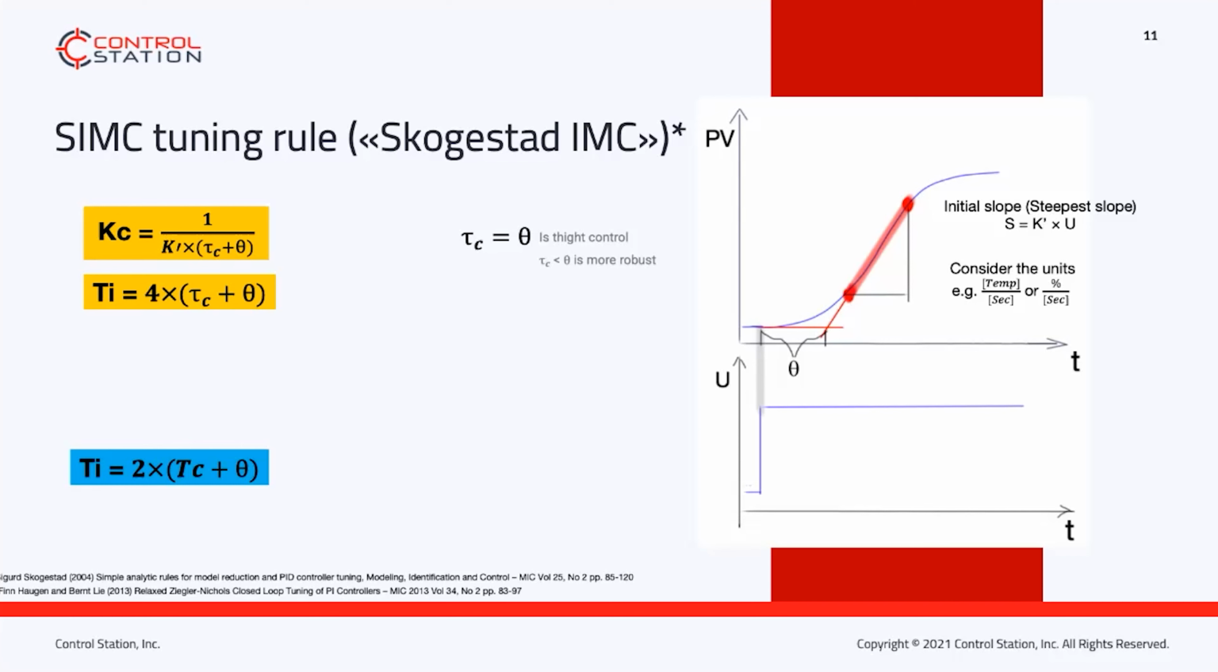The formula displayed in the lower left corner in blue is SIMC further developed by Finn Haugen, and it gives a faster set point response, but it is less robust than the original SIMC rules.